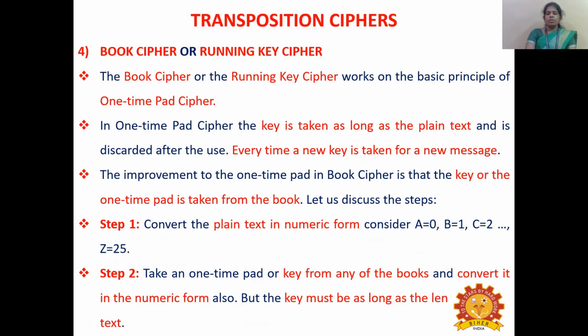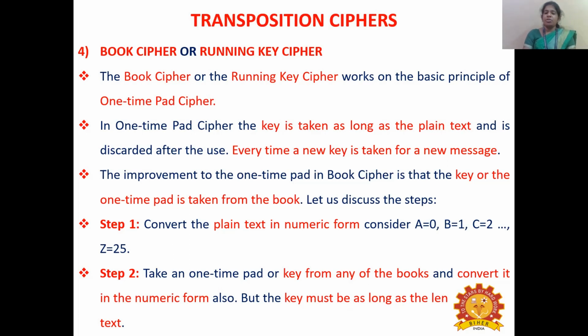We'll go through this with an example. First step is to convert the plain text into numeric form. So A to Z, totally 26 letters are there. Starting from 0, you have to end it with 25. So you have to give a numeric form for each and every letter. A equal to 0, B equal to 1, C is 2, up to Z equal to 25. So D is equal to 3. Like that you have to give it in ascending order.